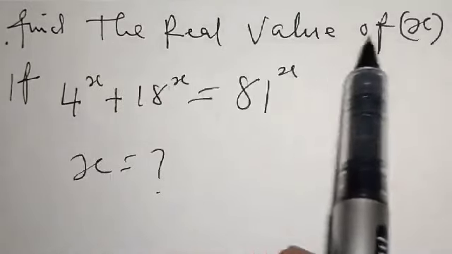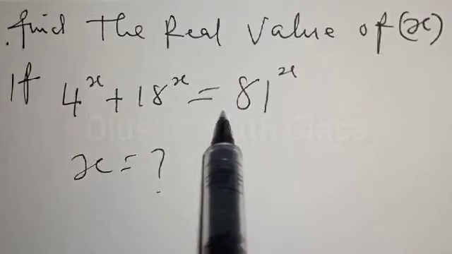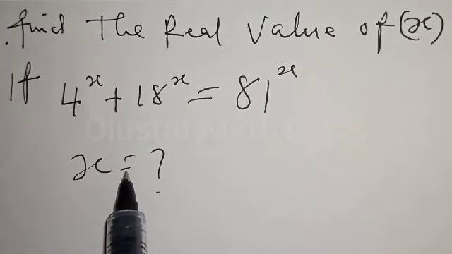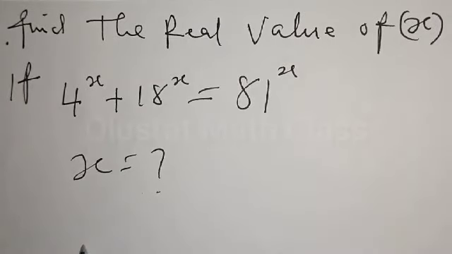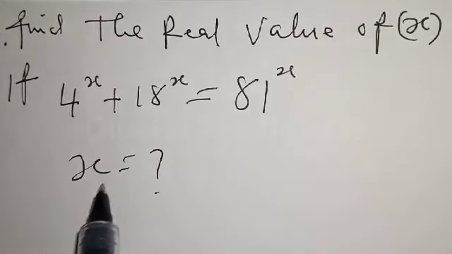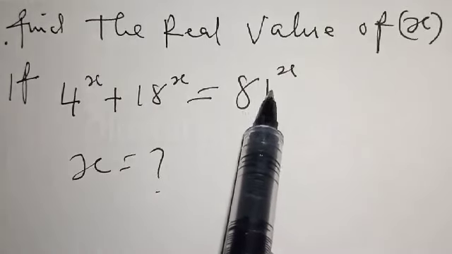Find the real value of x if 4 raised to power x plus 18 raised to power x is equal to 81 raised to power x. What is the value of x? Hi everyone, welcome to my class. In today's class, we want to look at how we can find the value of x from this given exponential equation: 4 raised to power x plus 18 raised to power x is equal to 81 raised to power x.